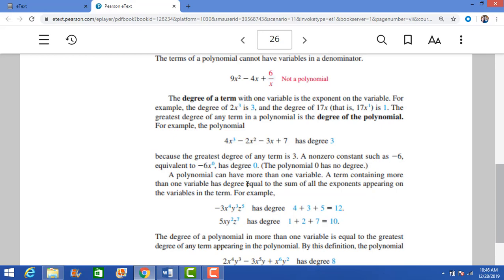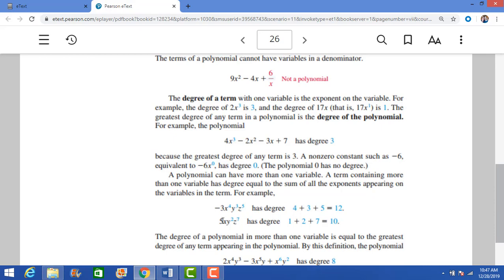Okay. A polynomial can have more than one variable. A term containing more than one variable has a degree equal to the sum of all of the exponents appearing on the variables in the term. For example, if we look at this term, these have different variables with different exponents. So what we do is we add all of the exponents together, and we get what? We get 12. So the degree of this monomial, if you will, is 12.